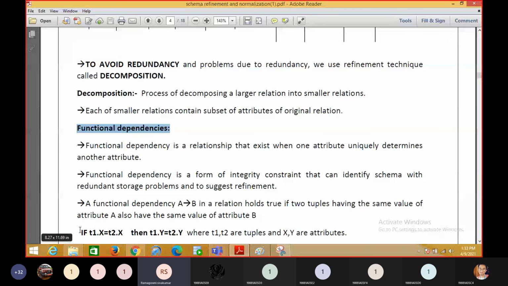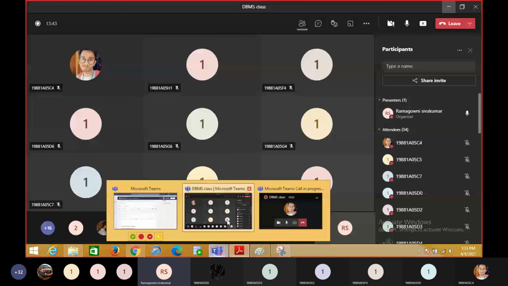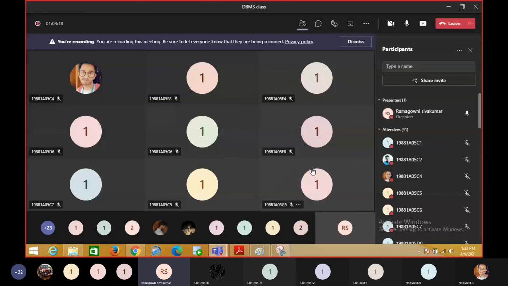So we need to use this formula to find whether there is a dependency between the attributes or not. Okay, already time is out. The remaining things we will see in the next class. Try to understand this concept, the dependencies, redundancy problems, the schema refinement. So remaining topics we will see in the next class.